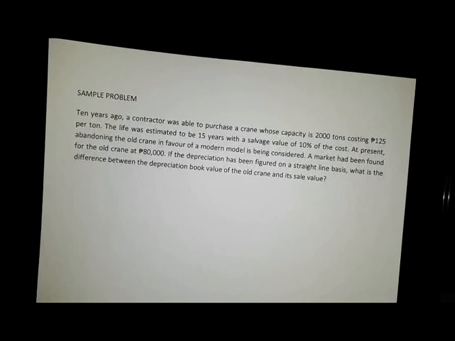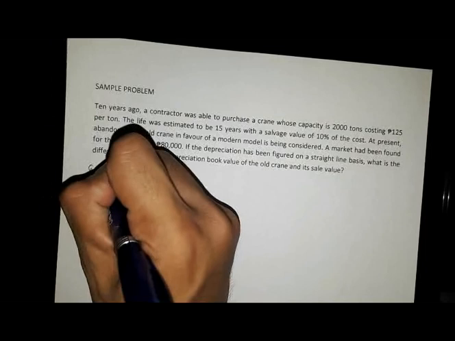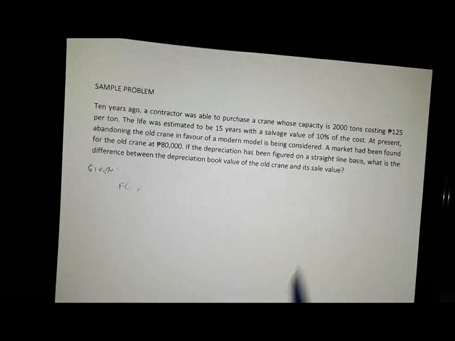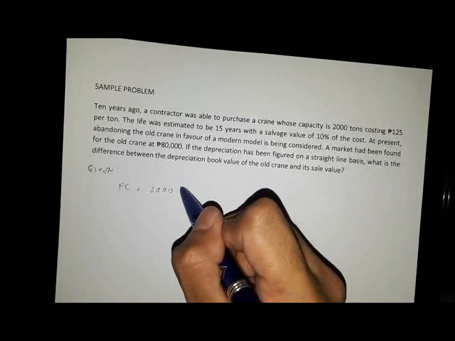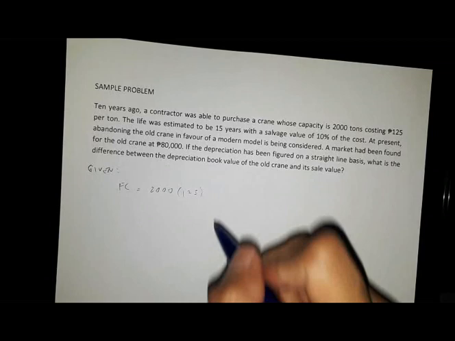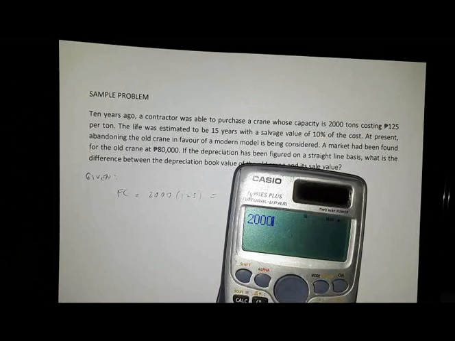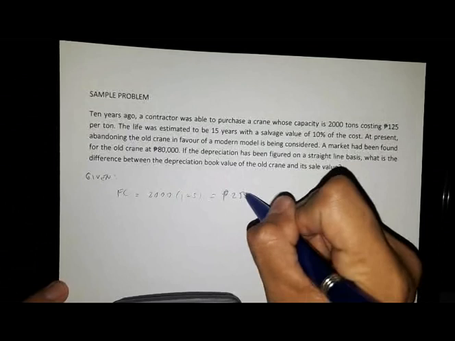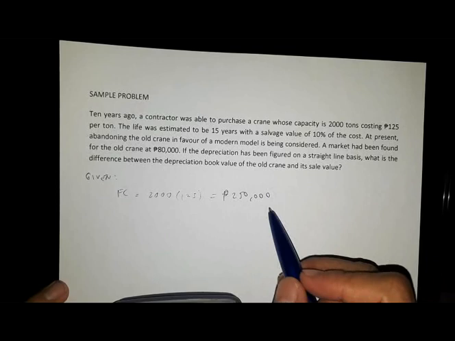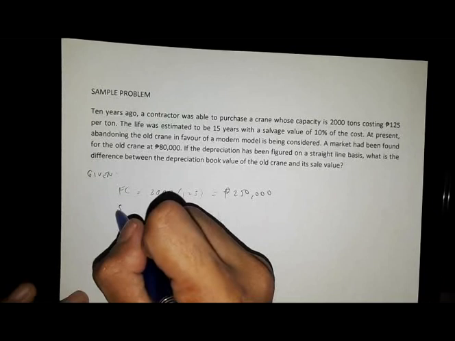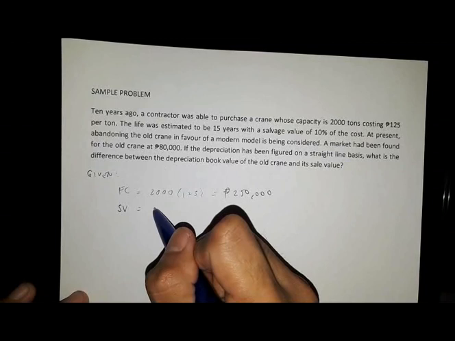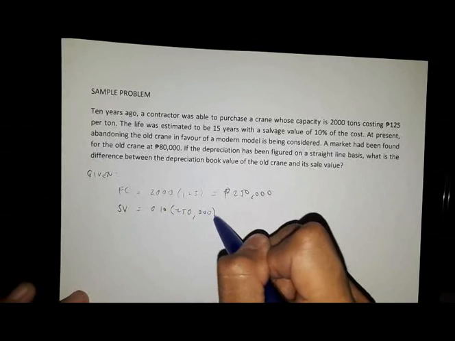To solve this type of problem, let us first identify the given. The first cost can be computed from the capacity of the crane, which is 2,000 tons, multiplied by 125 pesos, and that is equal to 250,000 pesos. This is the cost of the crane at the time it was purchased. Now, your salvage value is 10% of the first cost. So this is 10% multiplied by 250,000, which is equal to 25,000 pesos.